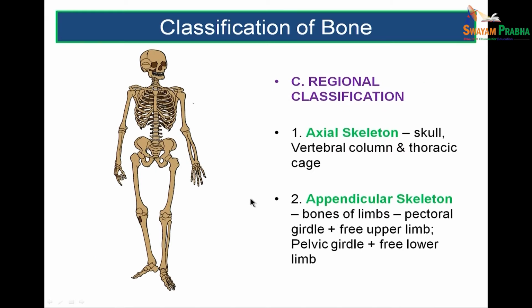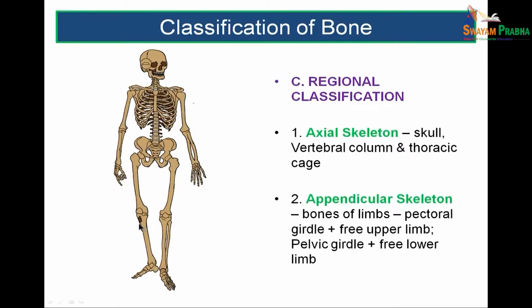You could also classify bones based on a regional classification like I already showed you, appendicular and axial. So, if you see here I explained to you already, axial bones along the middle axis of the body, it also includes the thoracic cage. Appendicular bones for the limbs, upper limb, lower limb along with the shoulder girdle and the hip girdle.